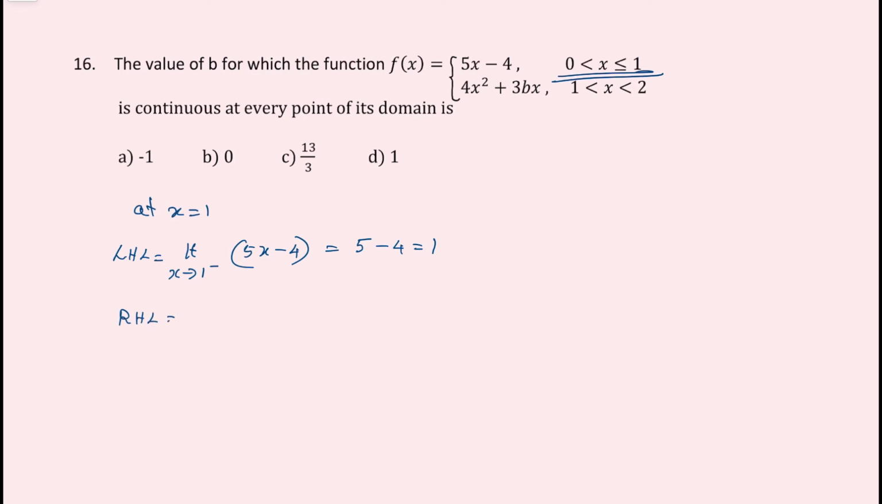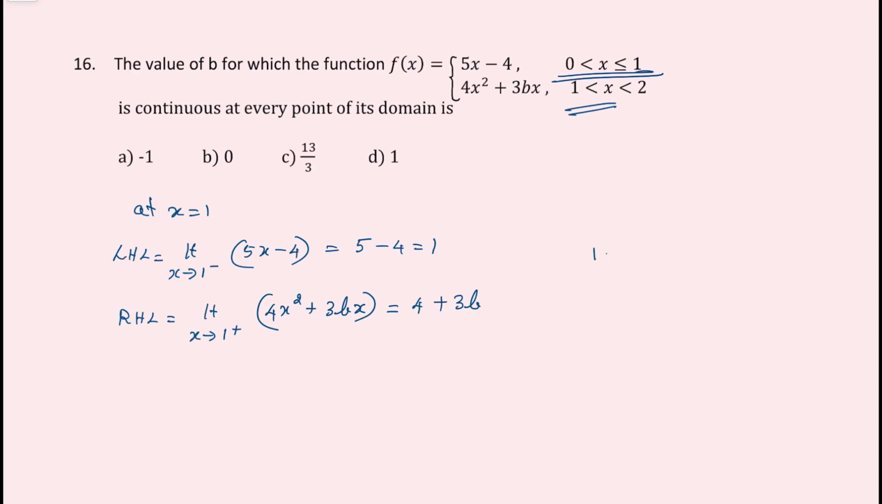Let us now do RHL, limit x tending to 1 plus. For 1 plus, we have to use greater than 1 definition. X is greater than 1 in the second polynomial, 4x squared plus 3bx. Limit of a polynomial is very easy. Direct substitution of the limit value. Let us substitute x as 1. 4 plus 3b. And it is continuous everywhere. At 1 also the function is continuous.